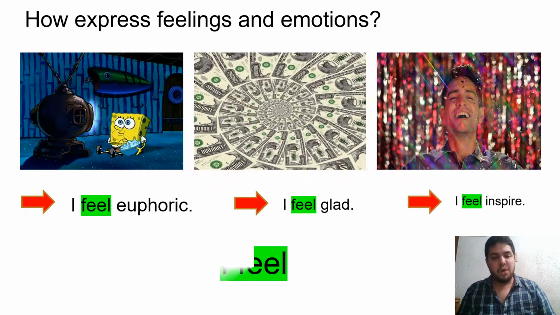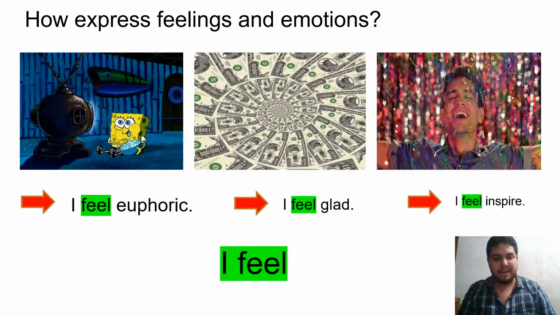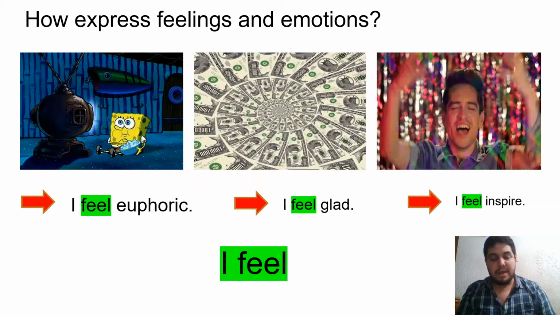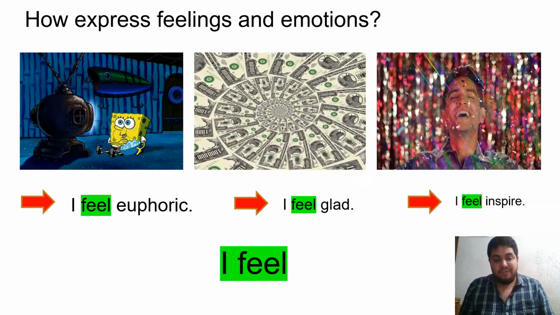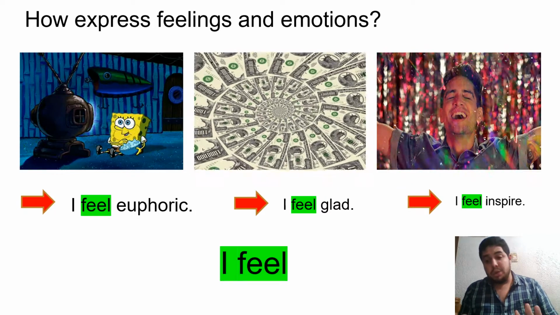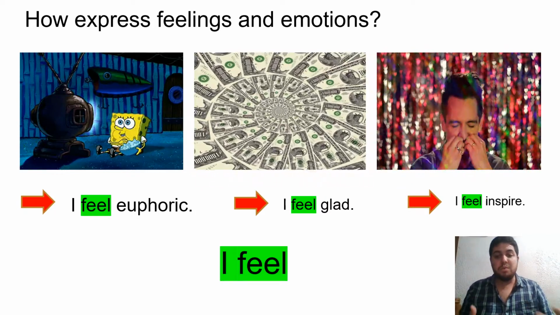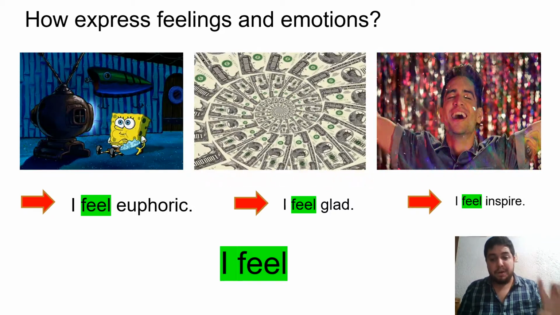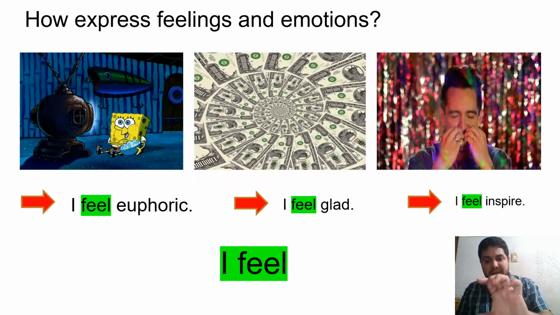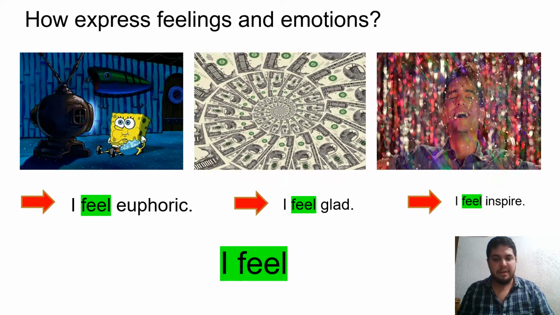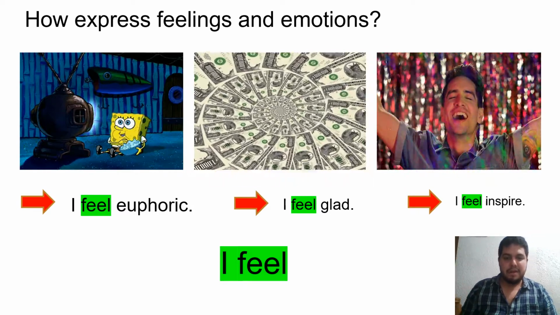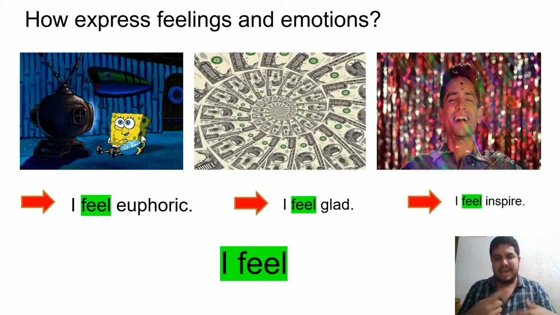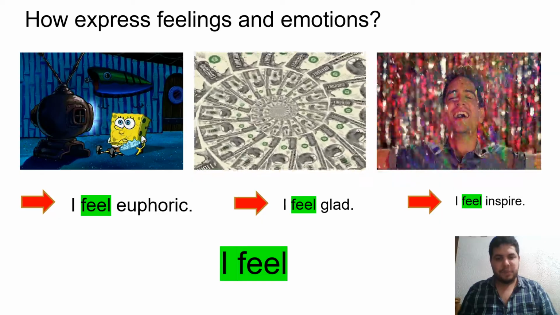If you notice, the word feel is highlighted in green because you will feel euphoric when you win the lottery. You can feel glad when you win the lottery, or you can also feel inspired. But the verb is feel. I feel, he feels, she feels, etc.